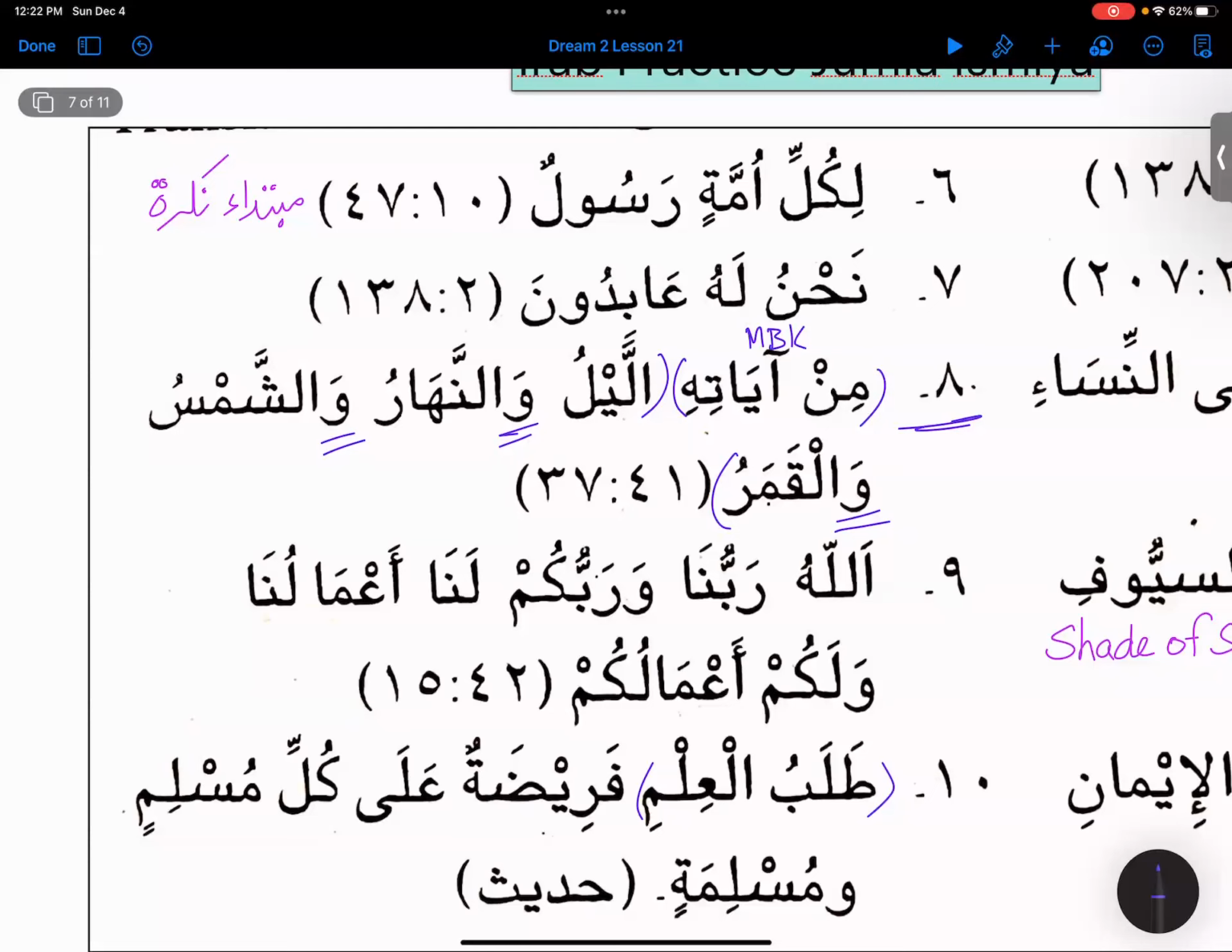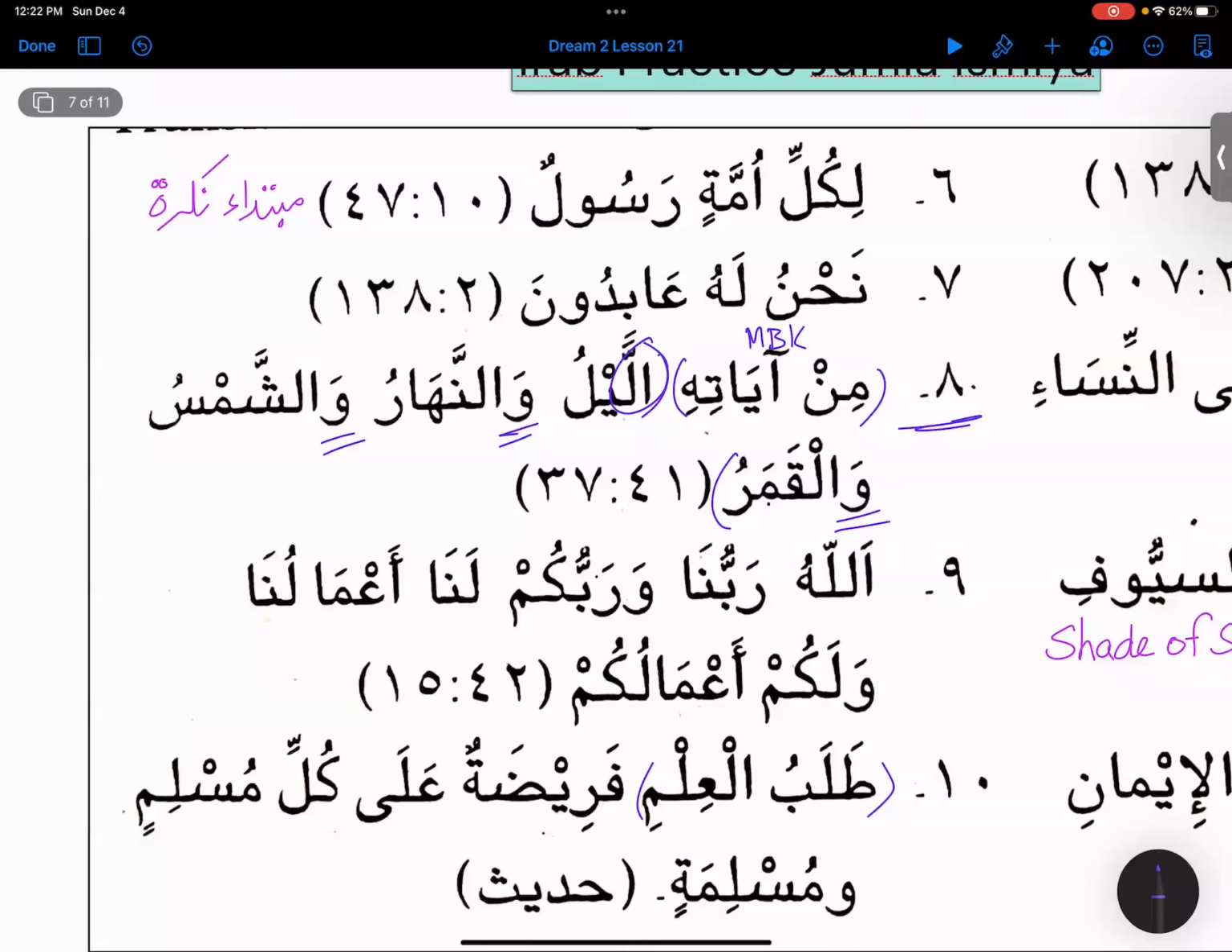And now what kind of mubtada is it? Is it common or proper? Proper, because this proper noun is after al. So does that al mean exclusivity or not? Yes. How are we going to translate then? The night and the day and the sun and the moon are from our signs. So these are the signs from Him, from Allah Subhanahu Wa Taala.